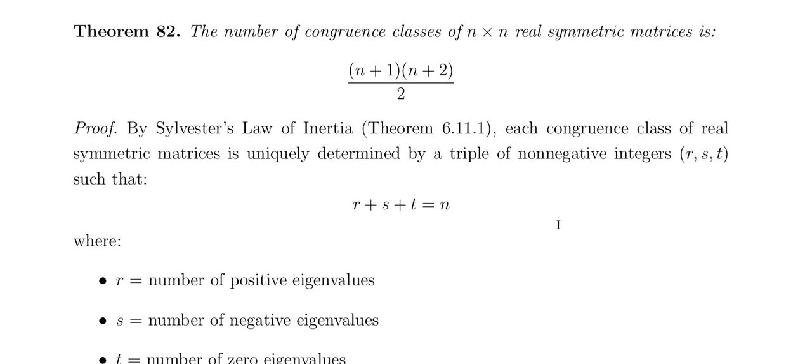And this is the number of congruence classes. The number of congruence classes of n by n real symmetric matrices is (n plus 1)(n plus 2) divided by 2. That is a very important one.